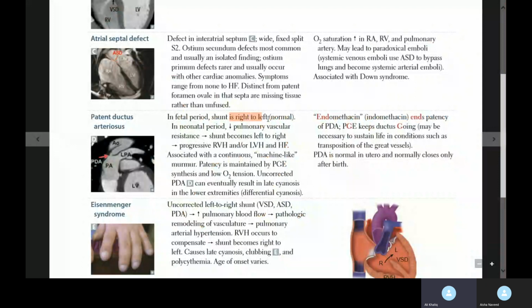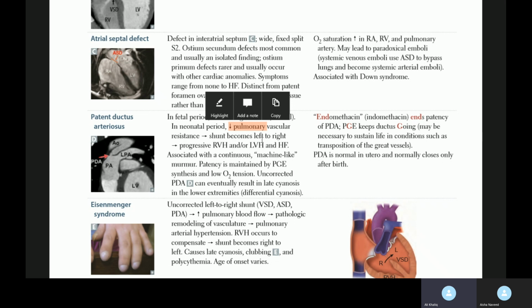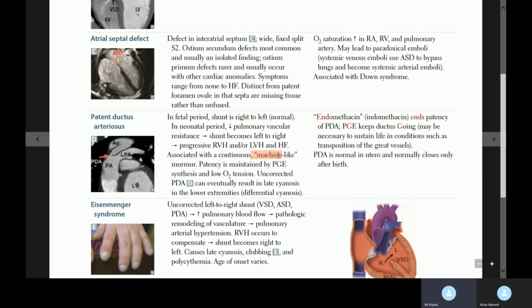In the fetal period, the shunt is right to left, which I just discussed. It's normal, it's physiological. In the neonatal period, because of the decrease in the pulmonary resistance, which I just said, because the pulmonary vessels will open and the lungs will be opened, the shunt will then become a left to right shunt. So if it is not closed now, because the newborn, the neonate, the infant is having a left to right shunt, so much blood is going into your right side of circulation that the right ventricle will undergo hypertrophy, and then eventually it will fail. So before the failure of the heart, on auscultation, you will feel a machine like murmur.